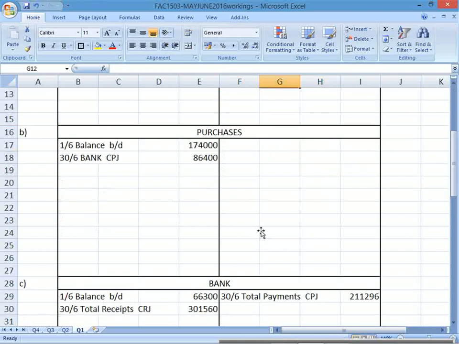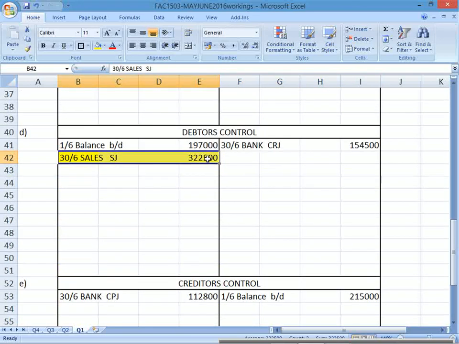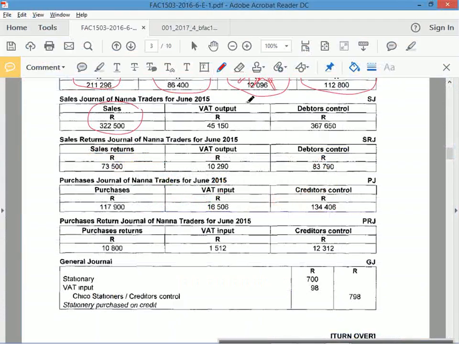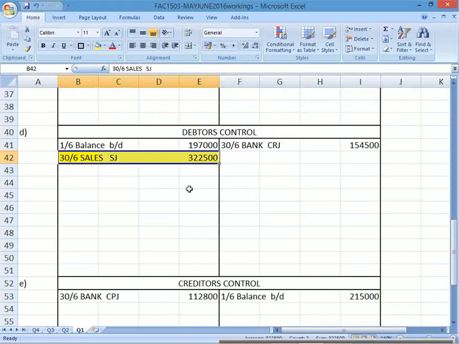What happens to the debtors account? Debtors go up because they are going to owe you the amount that they purchased from you, i.e. the amount that you sold. Right, do I need the output VAT? Yes, I will, because output VAT is going to increase the debtors control. Good. So debtors control needs to have VAT here.